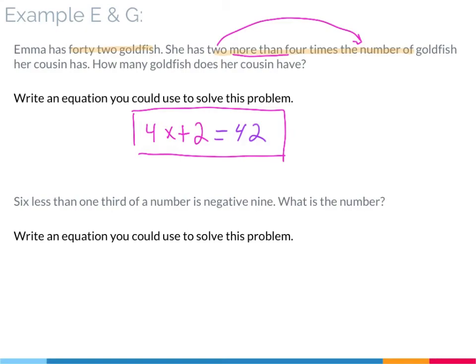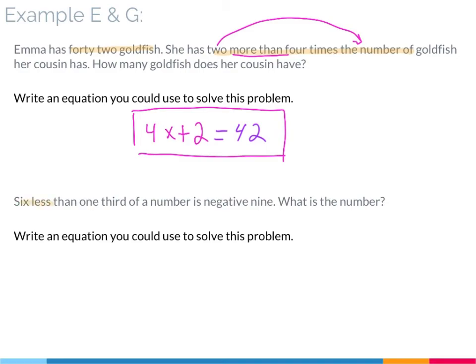The second example there says 6 less than 1/3 of a number is -9. What is that number? So now we've gotten rid of all of the mumbo jumbo about people buying cupcakes and having goldfish and bringing lollipops to class, and we're just talking about straight numbers. So this should be much easier for us. So let's go ahead and pull some information.